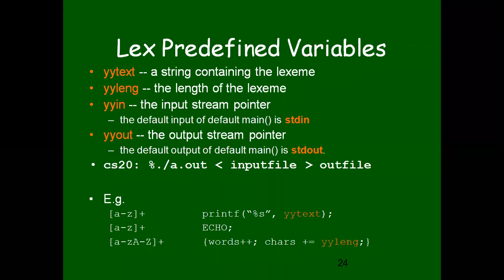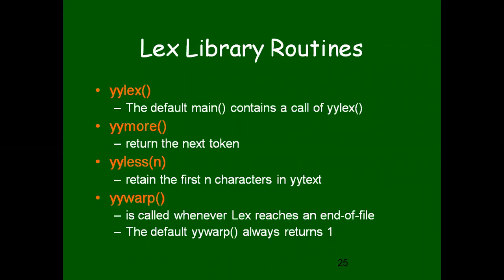And these are the Lex predefined variables. And here we have some Lex library routines, like yylex, which is a function. It is a default function that contains a call of yylex. yymore returns the next token. yyless(n) means retain the first n characters in yytext. yywrap: whenever Lex reaches an end of file, this default function always returns the value 1. Right, these are the Lex library routines.